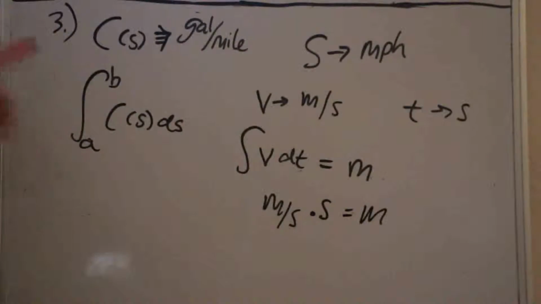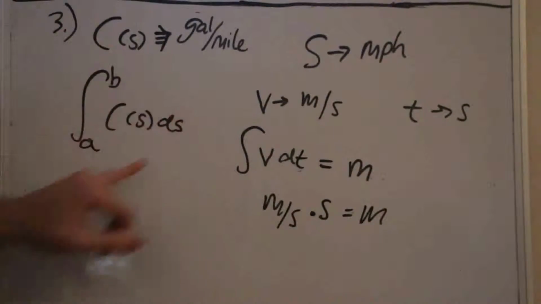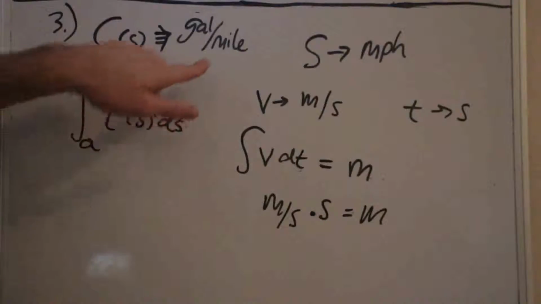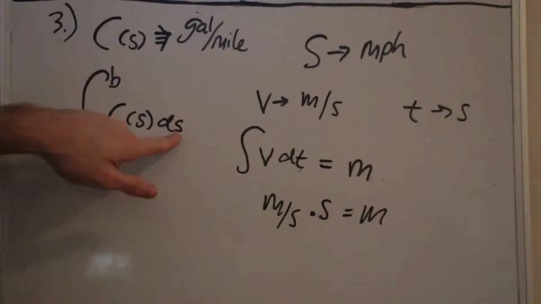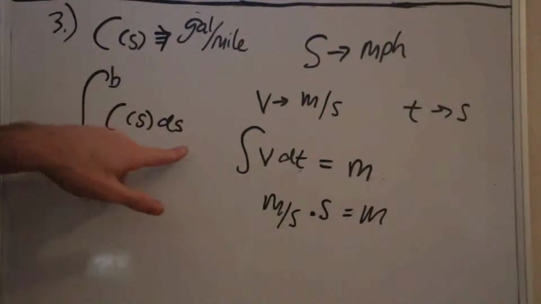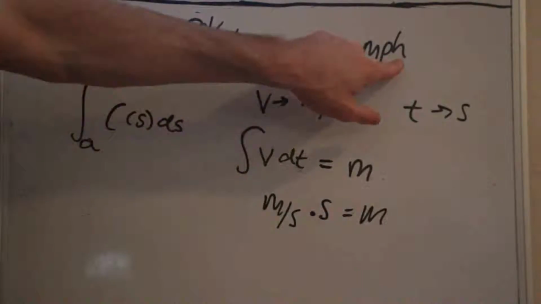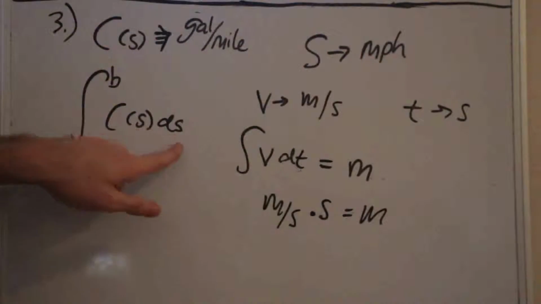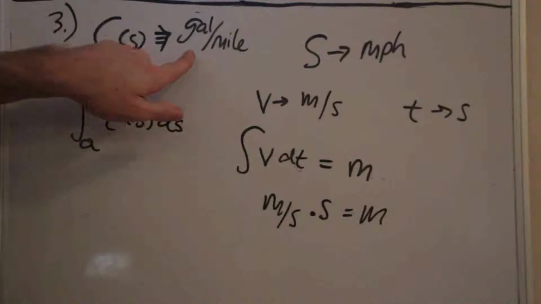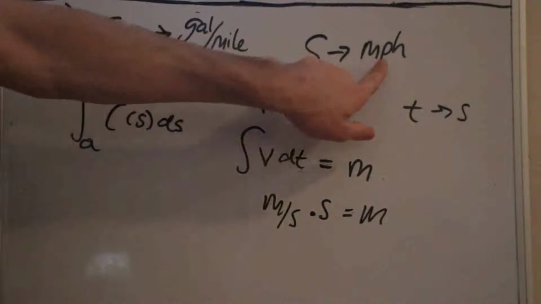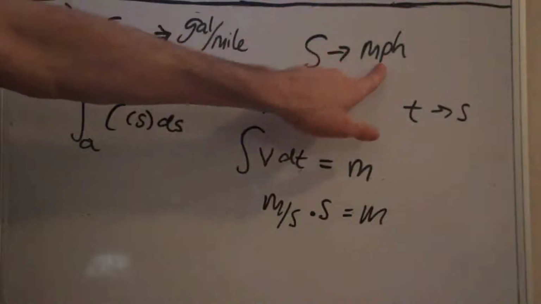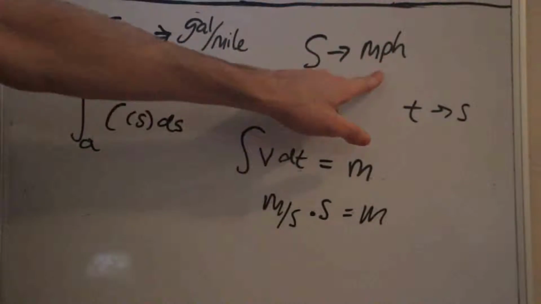Whenever I'm taking an integral of something, if I want to figure out the units of that integral, what I do is I take the units of the function, gallons per mile in this case, and multiply it by the units of the variable that I'm taking the integral with respect to. That would be miles per hour. So in this case, it's C(s) ds, so I multiply the units of my function, gallons per mile, by the units of the variable that I'm taking the integral with respect to, s in this case.